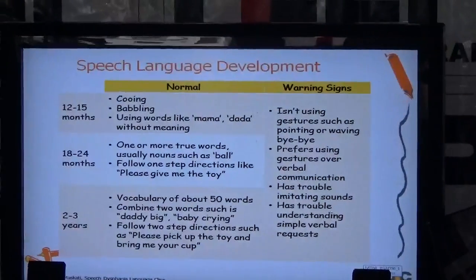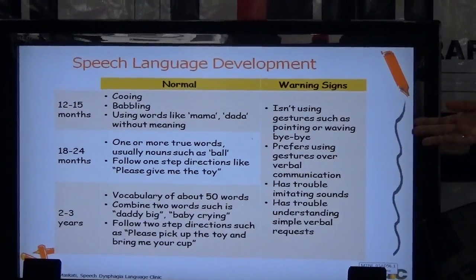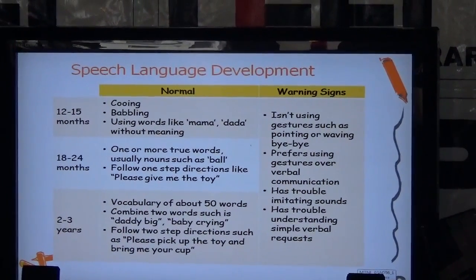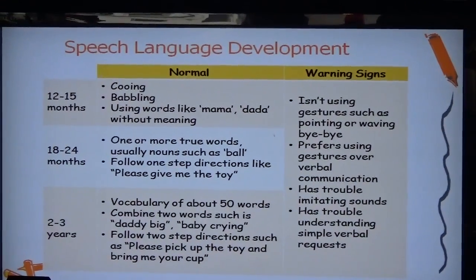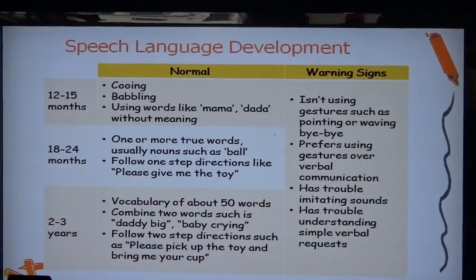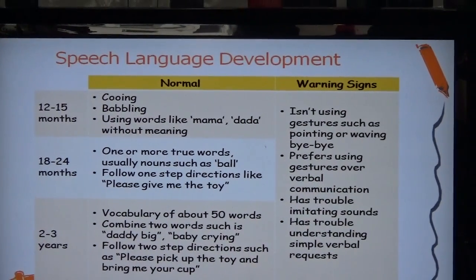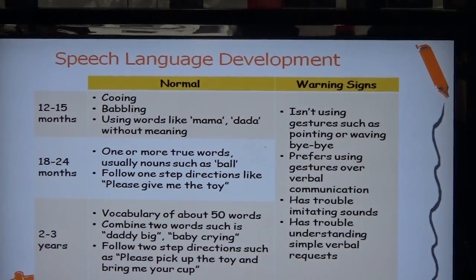So this is just a chart of normal speech and language development. By 3 years, and this is more by late 2, you expect the child to understand and speak about 50 words. They should begin combining 2 words together, and they should be able to follow 2-step directions.